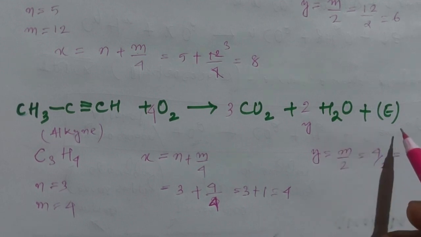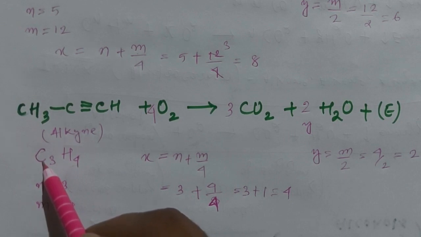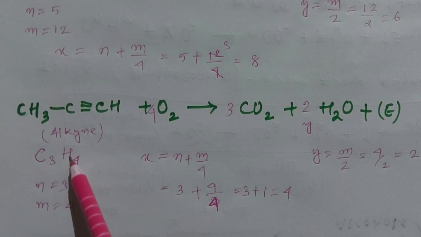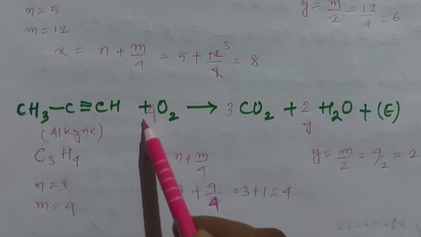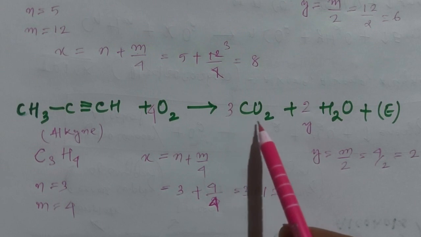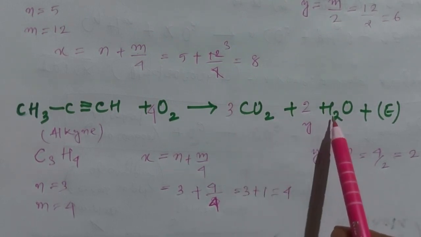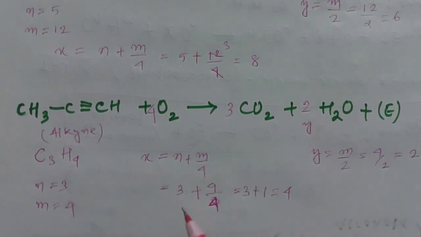H2O with energy. Okay, now calculate the number of carbon atoms, that is reactant side 3, product side 3. Hydrogen in reactant side is 4, in product side 2 into 2, that is 4. Oxygen reactant side is 4 into 2, that is 8. Product side is 3 into 2, 6, plus 2 is 8. Okay, this formula will be applicable for alkene, alkyne and also for alkane. Okay, so remember this trick.